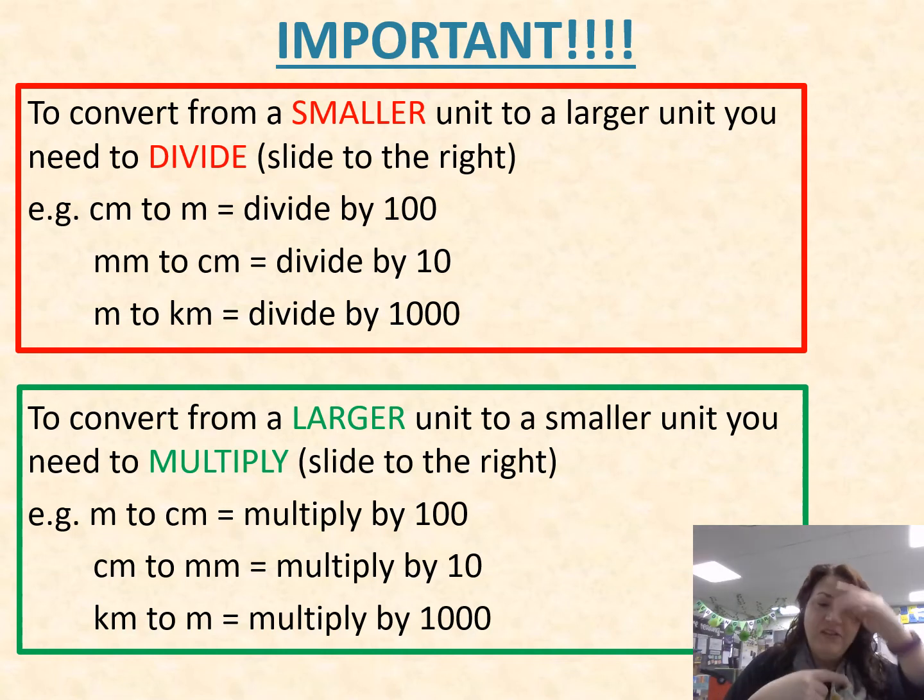And then the reverse, to go the other way, to go from the bigger unit to the smaller unit, you multiply. Metres to centimetres, 100. Centimetres to millimetres, 10. Kilometres to metres, multiply by 1,000. It's really important that you remember those.